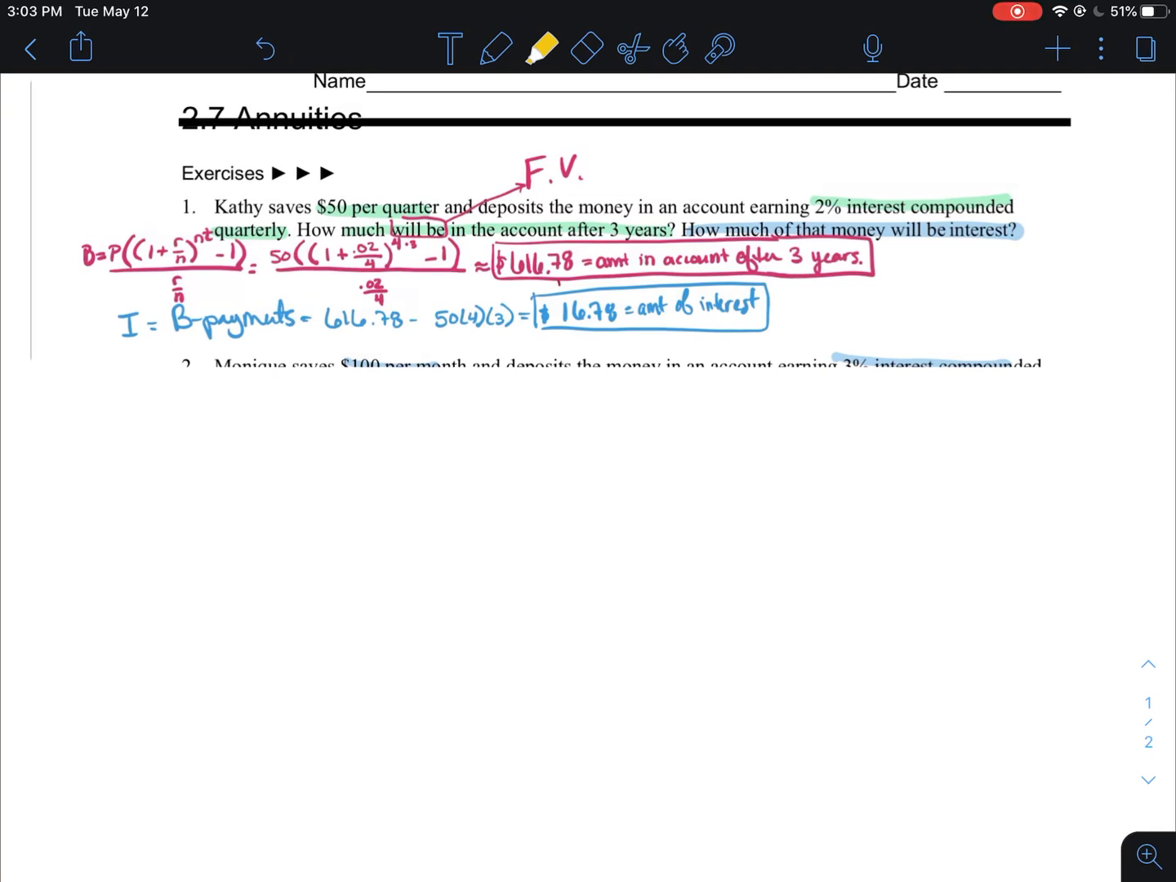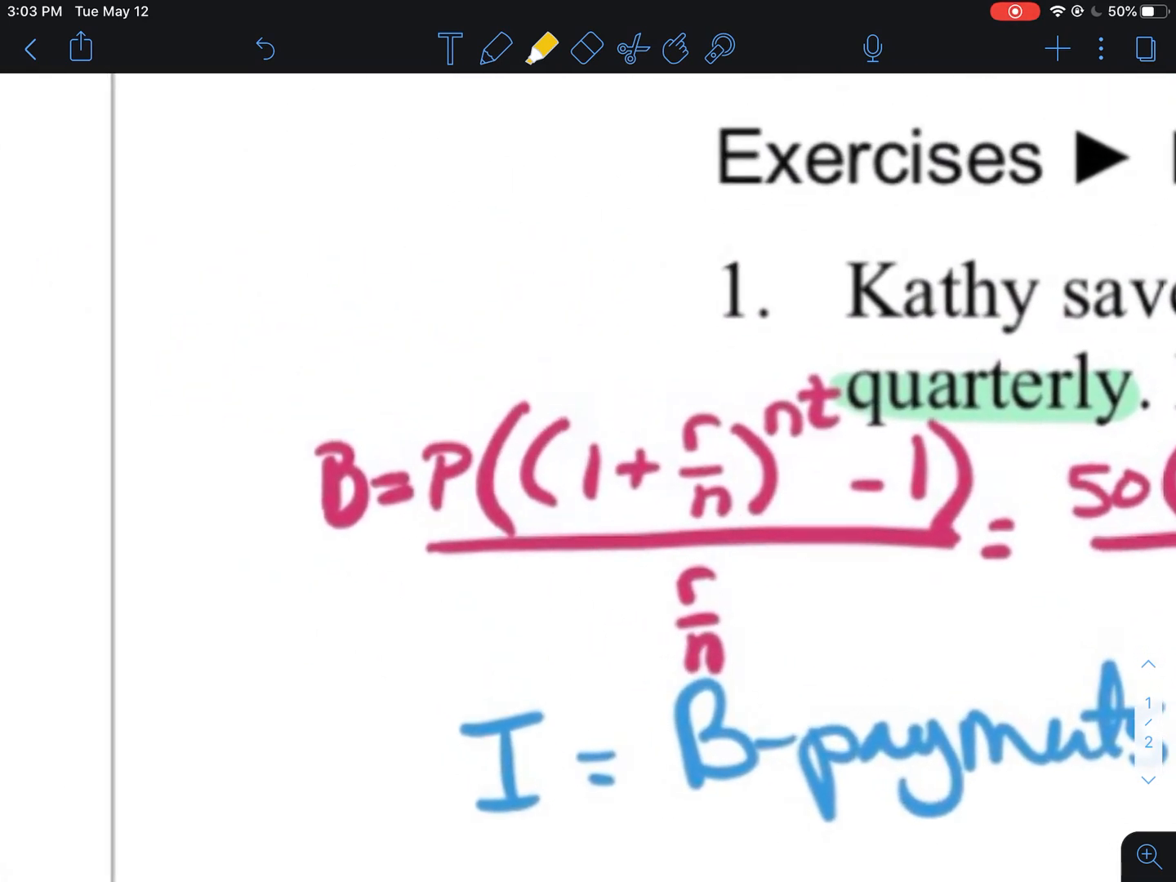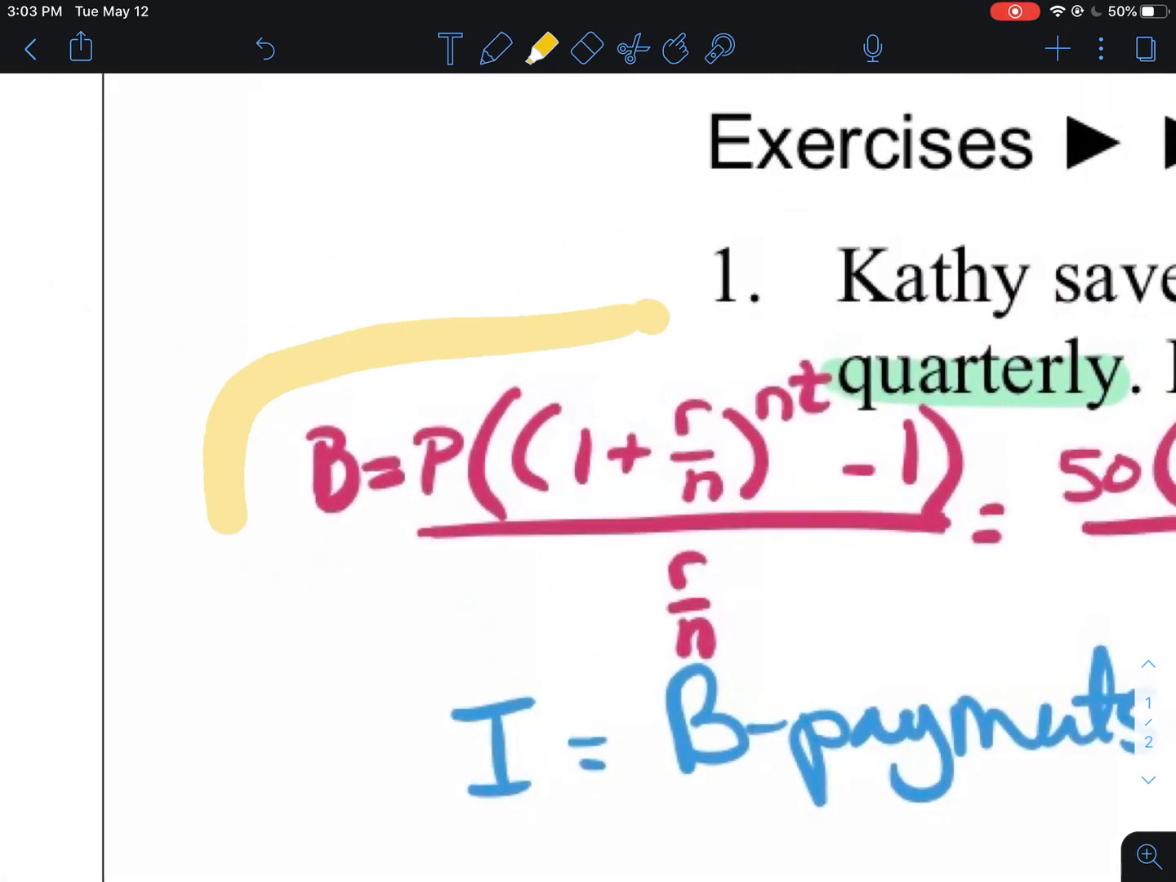In this video, we're going to look at annuities and two specific formulas, one on future value and one on present value. So in this particular problem, we have Kathy, and she wants to figure out how much money she'll end up with in 3 years if she pays $50 every quarter into her annuity, and that annuity makes 2% interest compounded quarterly. So the formula that we're going to be using is right here.